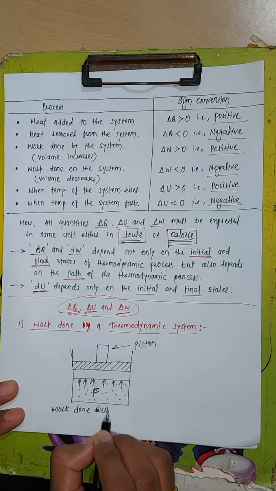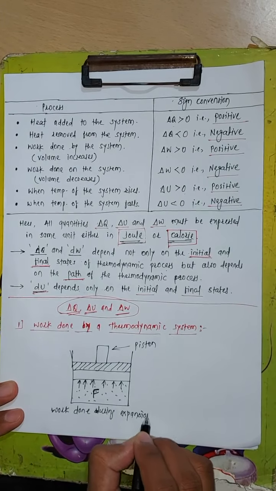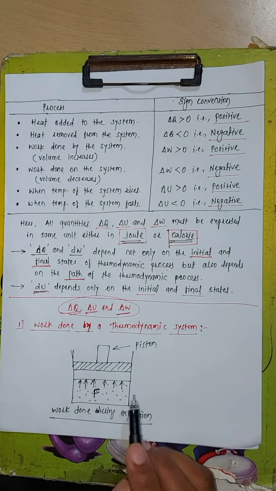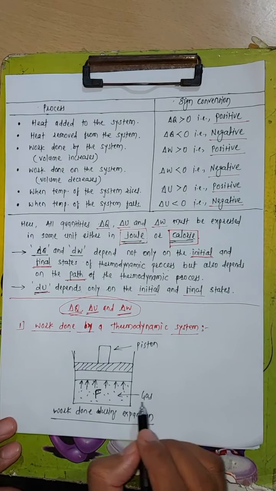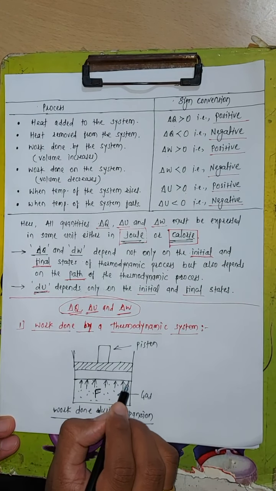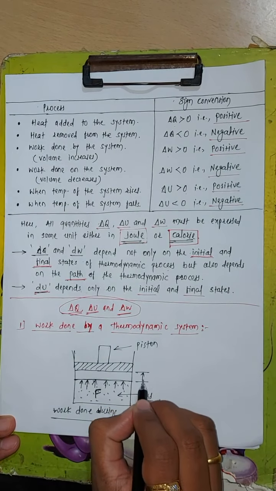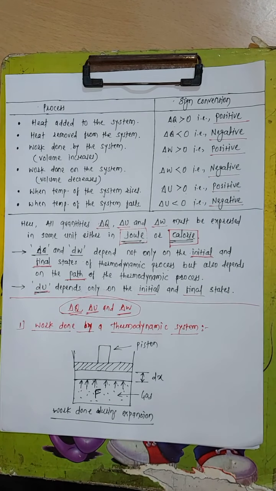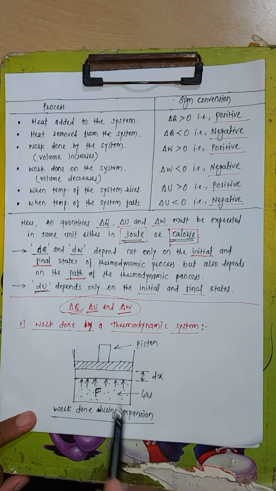So this is the particular diagram which will be having a work done during expansion. So this is the diagram for expansion. So when that particular gas molecules, this is a gas, it will be confined in that particular cylinder. When that gas molecule will be exerting some pressure on this particular wall of the piston, then it will be moving through this infinitesimal distance dx. That means that piston will be pushed outward by that particular gas.